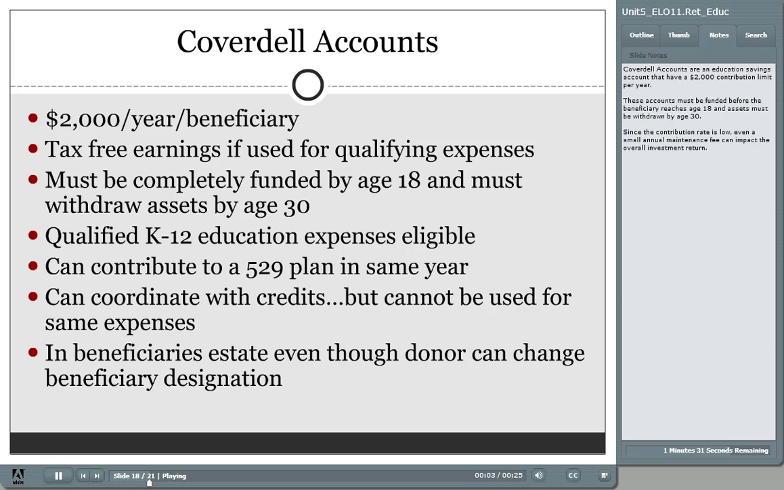Coverdell accounts are education savings accounts that have a $2,000 contribution limit per year. These accounts must be funded before the beneficiary reaches age 18, and assets must be withdrawn by age 30. Since the contribution rate is low, even a small annual maintenance fee can impact the overall investment return.